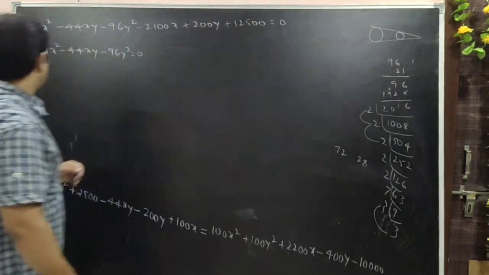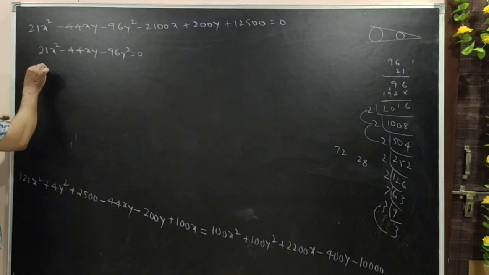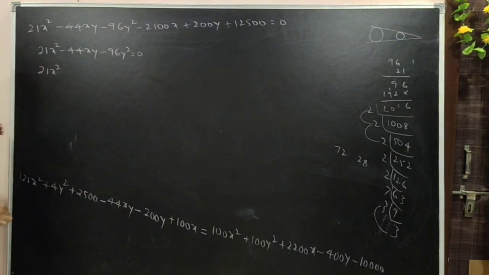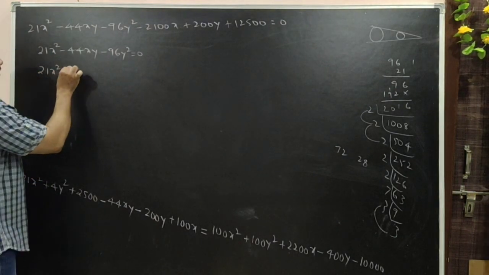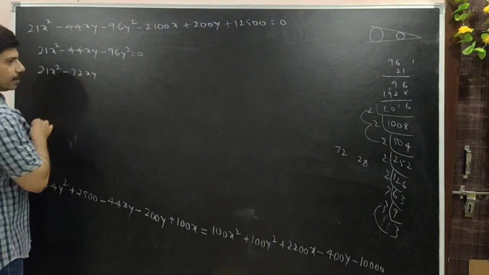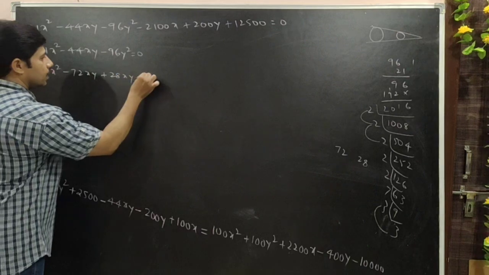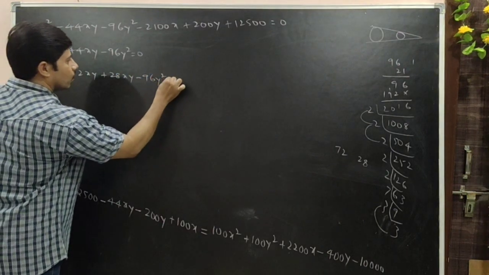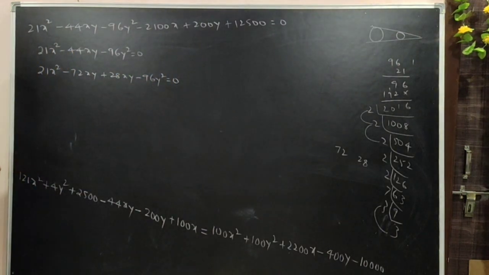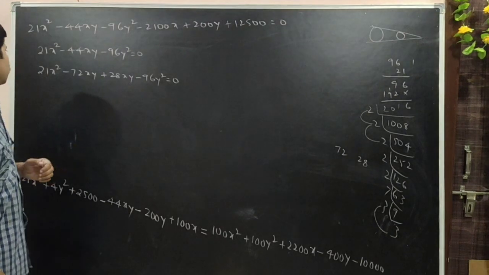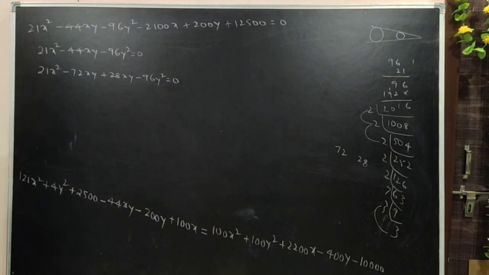So now what I'll do is I'll write hence: 21x square minus 72xy plus 28xy minus 96y square is equal to 0. Okay, after this what we do, we have to take common. So what can we take common in 21x square and 72xy?